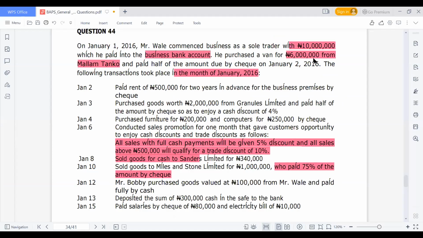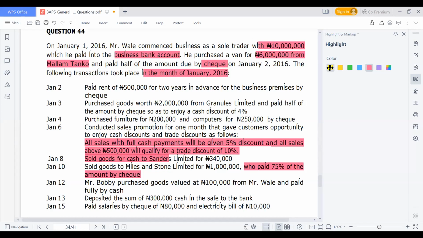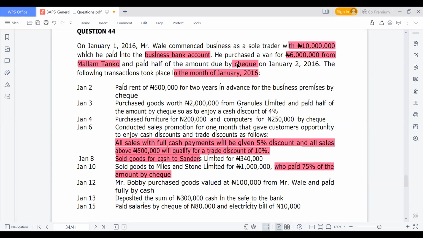The next one says he purchased a van of 6 million from Malam Tanko, and paid half of the amount due by check on January 2, 2016. So that means, once you hear check, it means bank. Please don't forget: check means we are referring to bank.